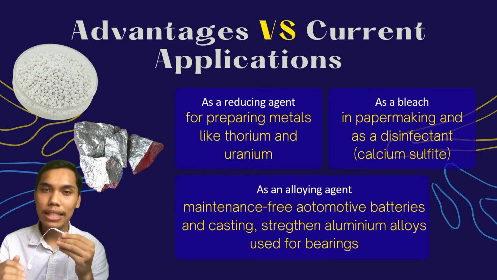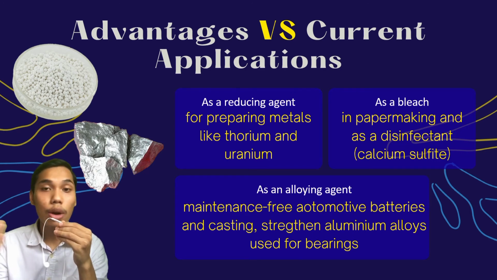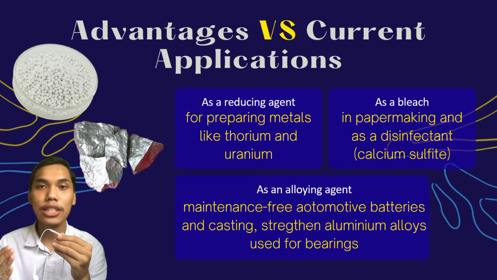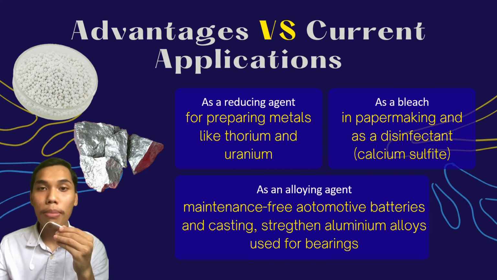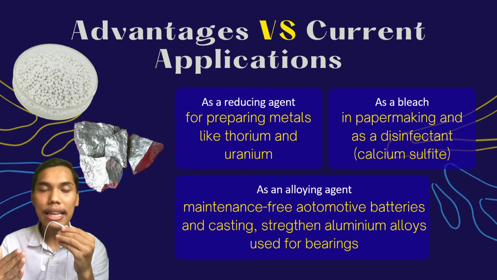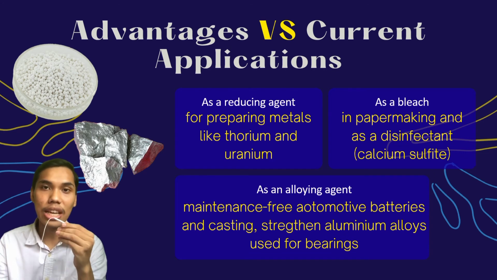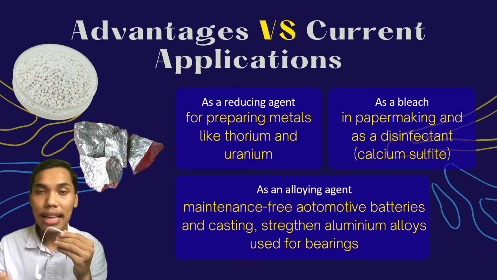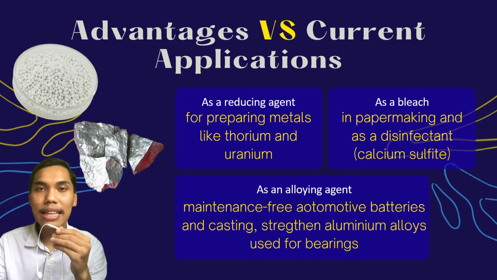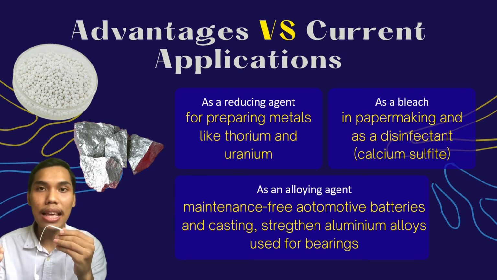Right now we will discuss the advantages and also the role of calcium metal nowadays. Firstly, calcium metal is used as a reducing agent for preparing metals such as uranium and thorium. Secondly, calcium metal acts as a bleach for paper making and also as a disinfectant, such as calcium sulfate. Thirdly, calcium metal acts as an alloying agent for maintenance-free automotive batteries and casting, and it is also used to strengthen aluminium for bearings.